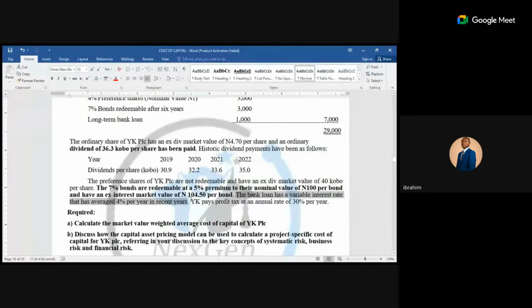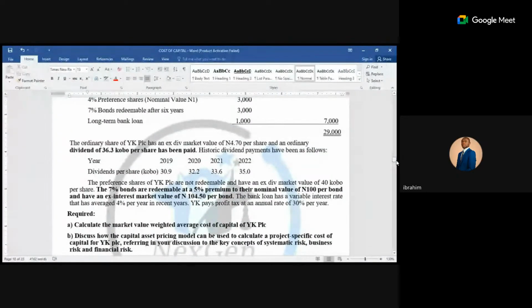Now, YK pays profit tax at an annual rate of 30% per year. That is the tax rate. Calculate the market value weighted average cost of capital, or whatever English they want to use. When you want to determine the weighted average cost of capital, market value will be involved. You will use market value. Market value will be there when you want to determine the weighted average cost of capital, right? Now, the first step.